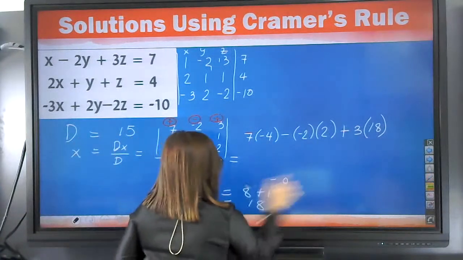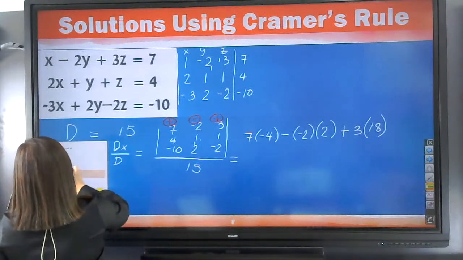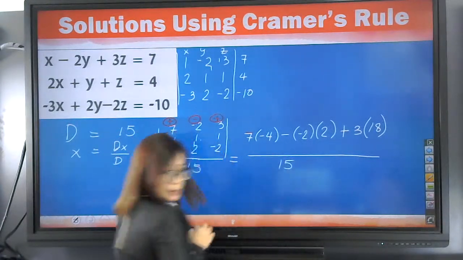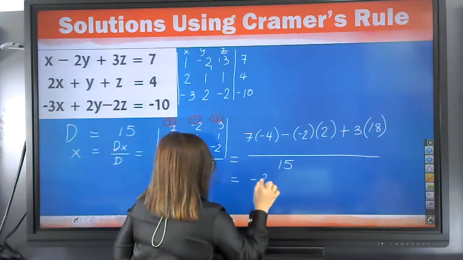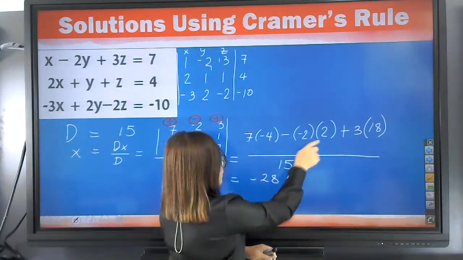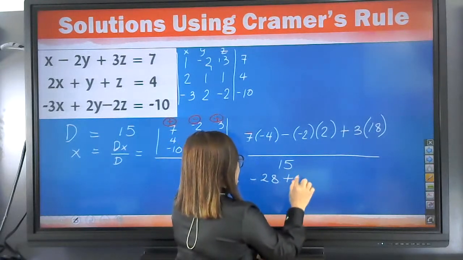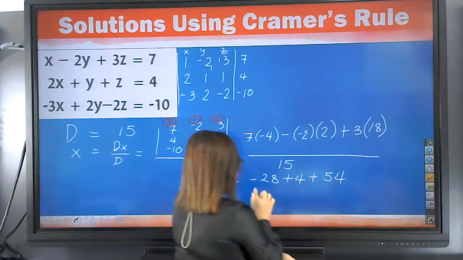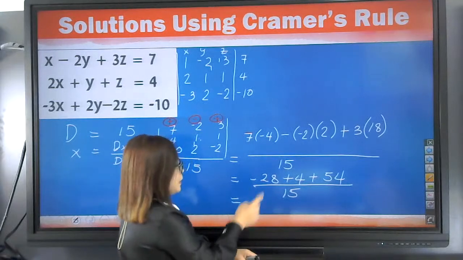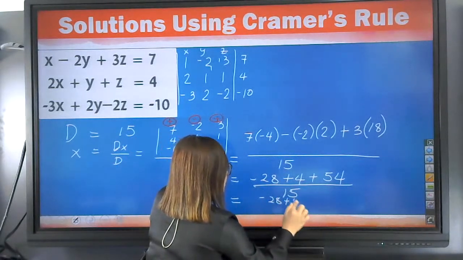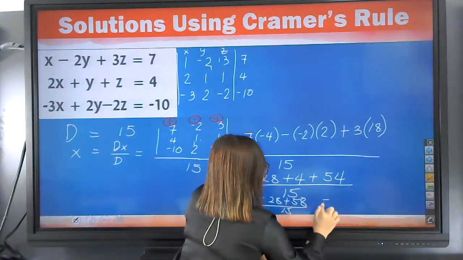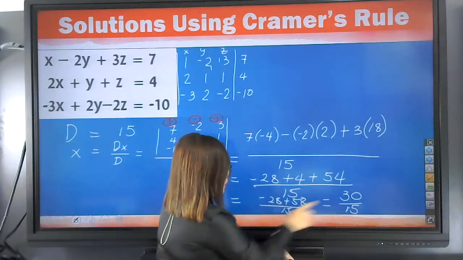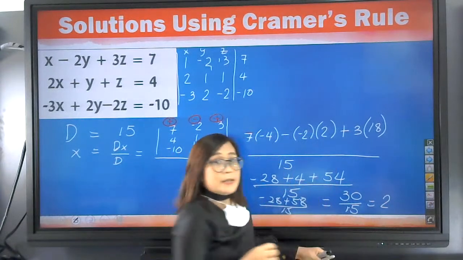And simplify the answer over the determinant. The determinant is 15. So we have 4 times negative 7 is negative 28, minus negative 4, negative 2 times 2 is negative 4, so this is plus 4. And I have here 3 times 18, which is 54, all over 15. Simplify this: negative 28 plus 58 is 30 over 15. So the value of x is 2.